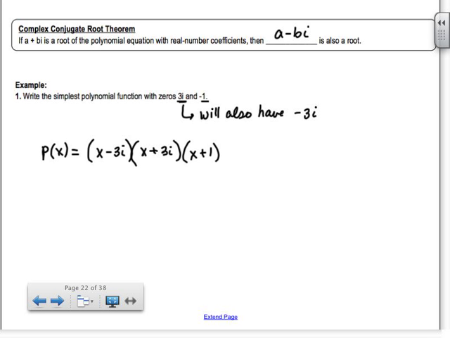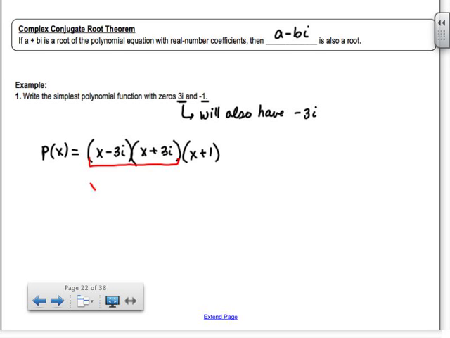All right, so now we multiply out. So again, always think about the easiest way to multiply. If you multiply the i ones together, that's going to make your life a lot easier. If you multiplied x minus 3i and x plus 1 together first, you're going to have a mess. So always multiply your i's together first.